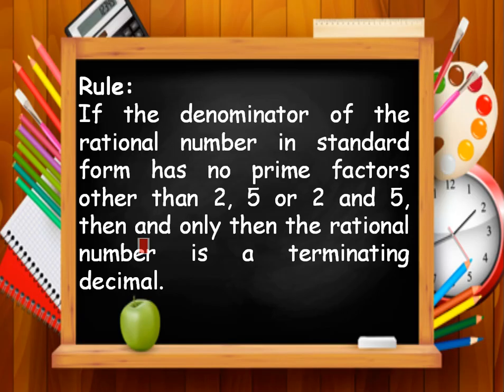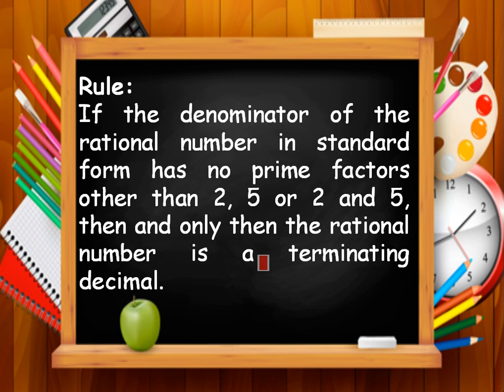The rule is to find out whether the given rational number is terminating or not terminating. This rule is especially helpful if you want to find out without the actual division of the rational number. The rule states that if the denominator of the rational number in standard form has no prime factors other than 2, 5 or both 2 and 5, then and only then the rational number is a terminating decimal.